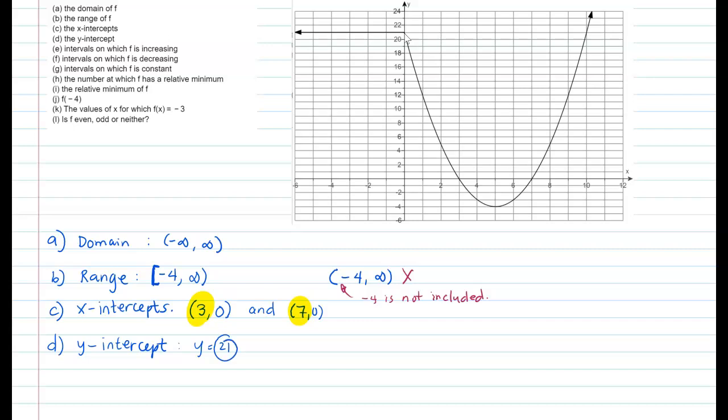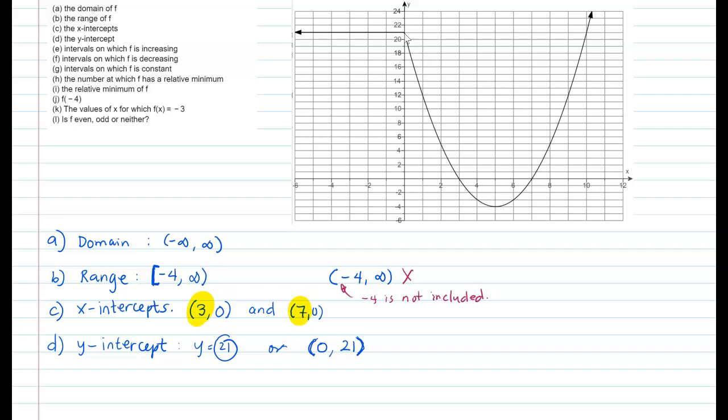You can say 21, or you can write it as an ordered pair, which you would write as (0, 21). x is 0, y is 21. This is how you would write an ordered pair.